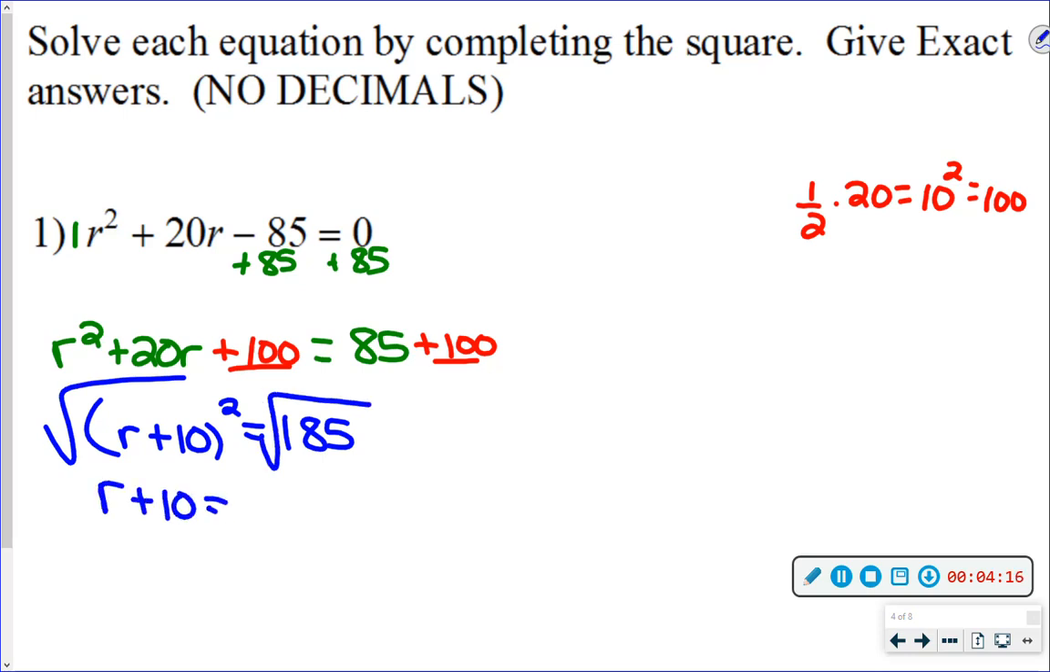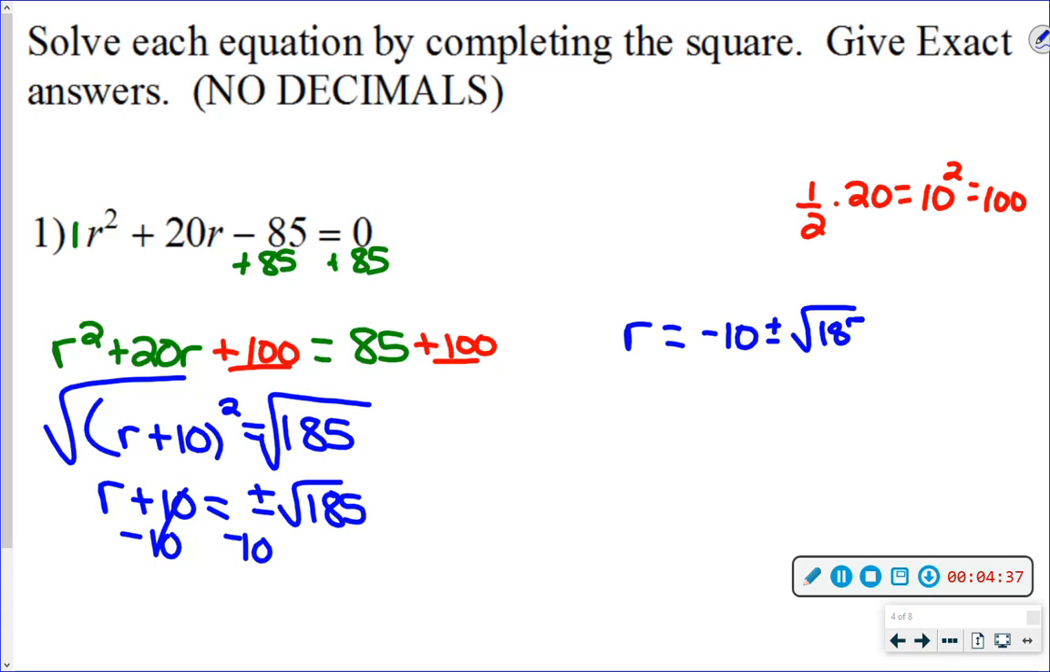Now, squared, quadratic, 2 answers. I have to remember that plus or minus. And then I'm going to subtract 10 off. I'm kind of running out of room, so I'm going to put the final answer up on the side there. So I have r equals, I'm going to put the -10 in the front, plus or minus, square root 185.